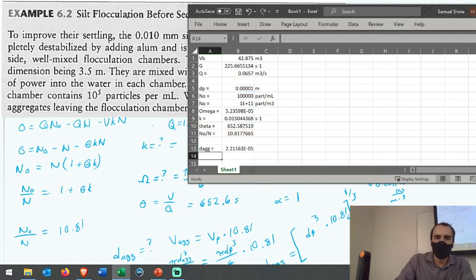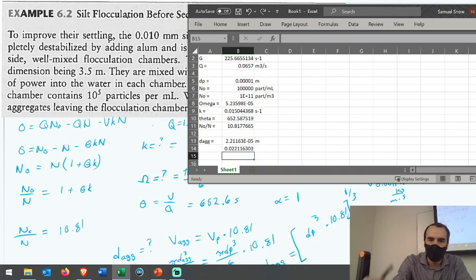So then our answer here in meters is 2.21 times 10 to the minus 5th. If we wanted that in millimeters, multiply that by 1,000, and we get 0.022 millimeters.